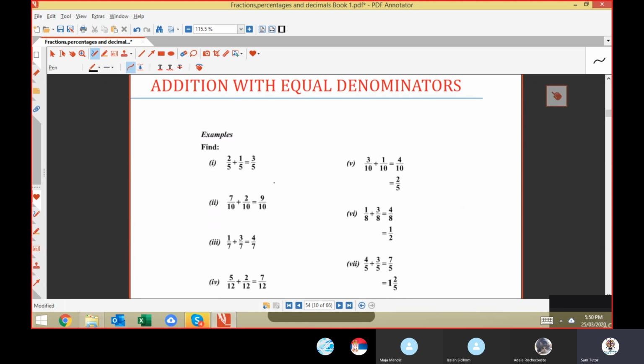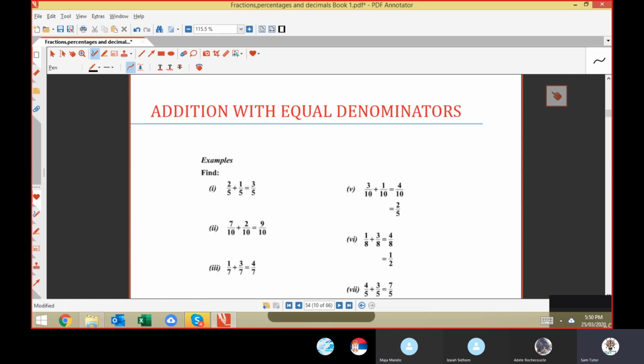All right, this one is really easy. I think the explanations will make sense, and when you do it for homework, they'll make sense again. If we're trying to add with equal denominators, you don't change the denominator. So as you can see, 2 over 5 plus 1 over 5 still becomes a 5. The only thing that happens is the top number you add. So 2 plus 1 becomes 3.